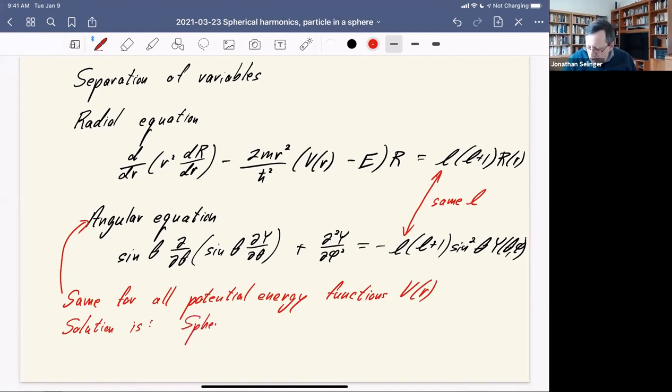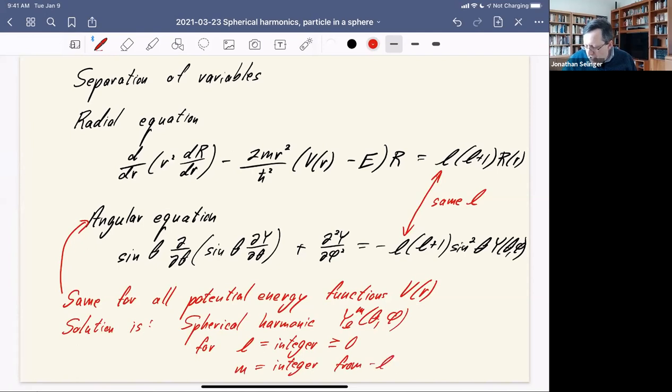the spherical harmonic. That is Y sub L super m of theta and phi, for L an integer greater than or equal to 0, and m an integer from minus L to L. Okay, so this is the solution of the angular equation for all such potential energy functions. So we're done now with the angular equation.